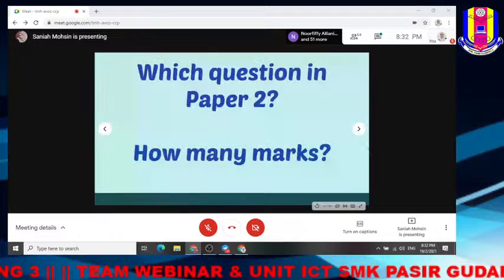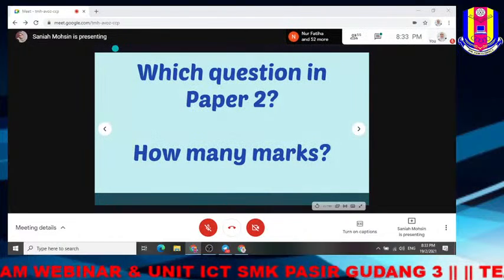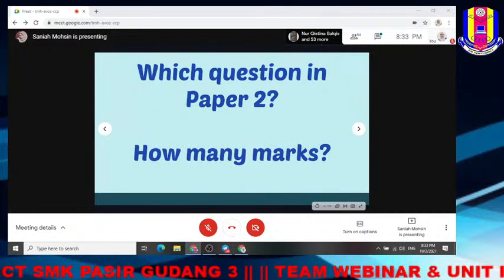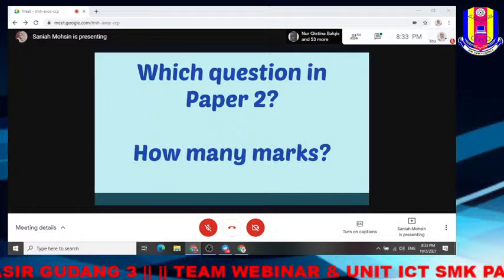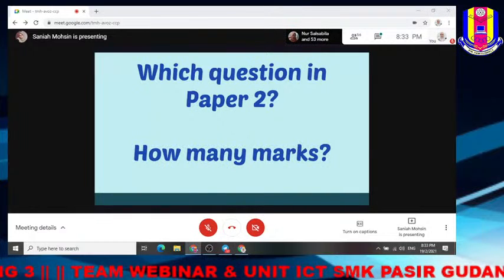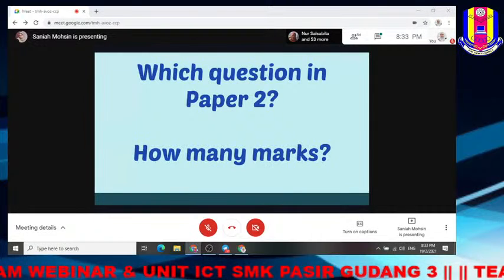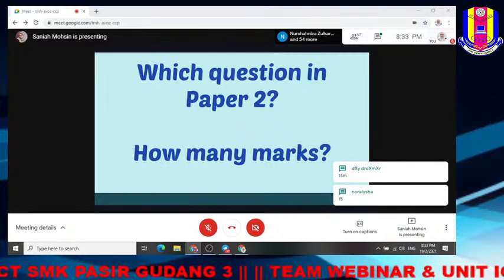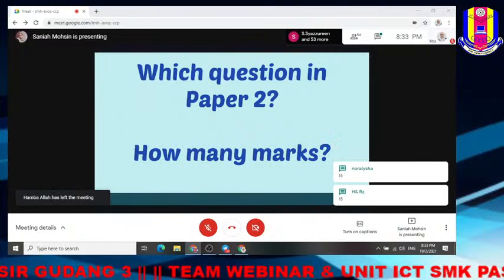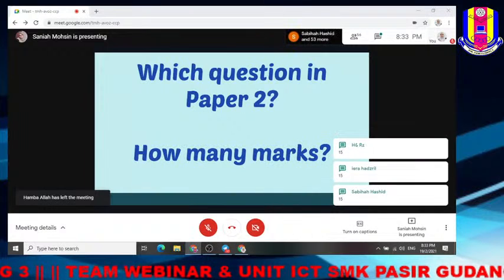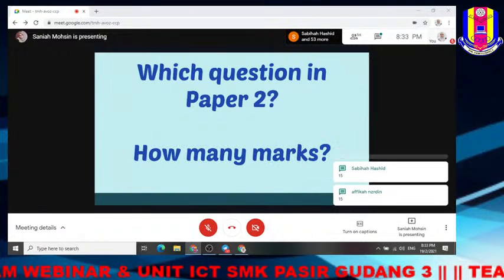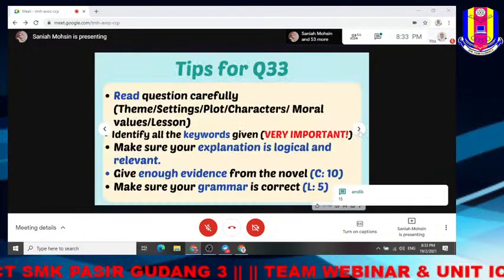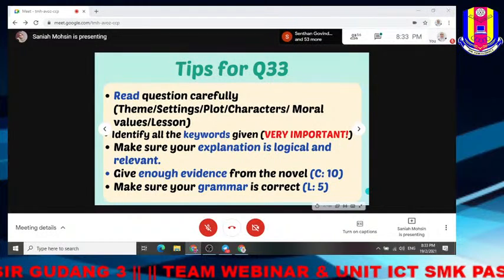Before we start, do you guys know in paper 2, which question is it and how many marks? Untuk novel ni kamu rasa berapa markah untuk novel? Can you write in the chat box? How many marks for novel? 5 ke? 10? 15? 50 marks, okay. Alisha said 50 marks, Era also said 50 marks. Thank you so much. Okay, untuk novel, it will be 15 marks, alright? And the allocation of marks, I will explain after this.